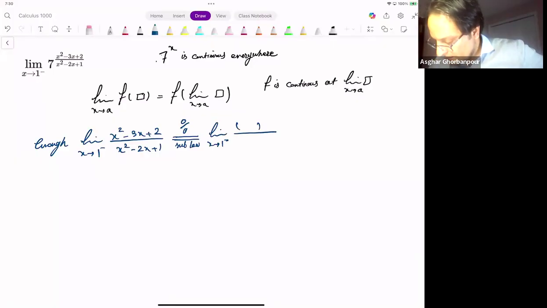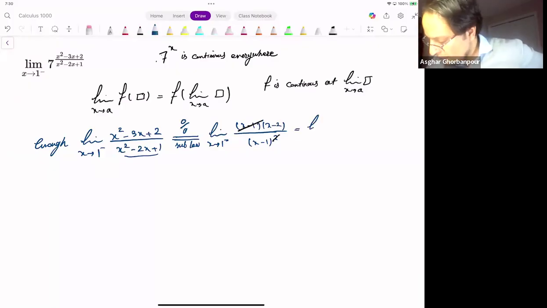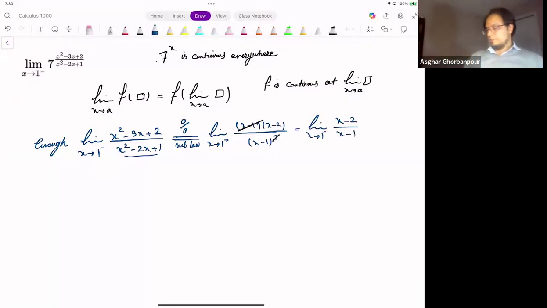So here I can factor. Oh, this is nice factoring, x minus 1 to the power 2. This one is two numbers. Oh, we did already this kind of factoring. And now one of these cancels with that, and then we get the limit of (x minus 2)/(x minus 1) as x goes to 1 from the smaller numbers.